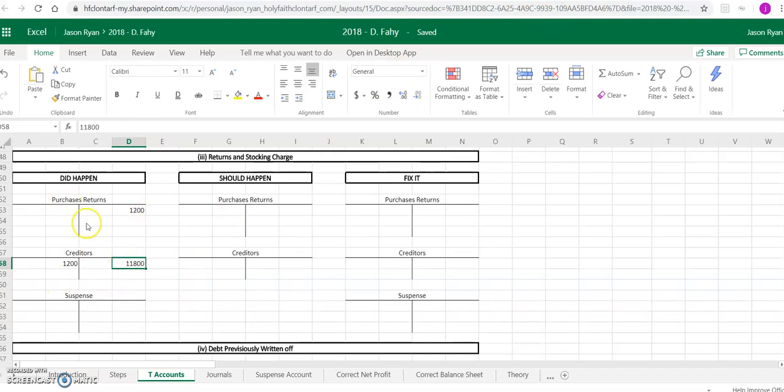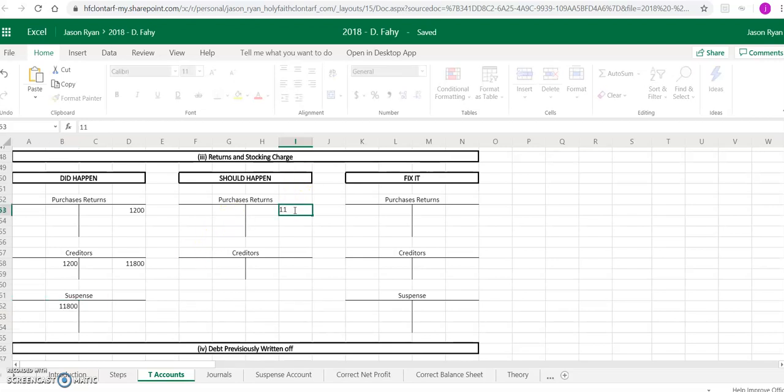If we add up the debits and credit sides here, they're not equal. So we need to create a suspense account. It's going to be 11,800 in the suspense account. What should have happened, we should credit our purchase returns of 11,800 and debit our creditors with 11,800. We should have got 12,000, but the restocking charge reduced that down. So the purchase return is only going to be 11,800 for both sides.